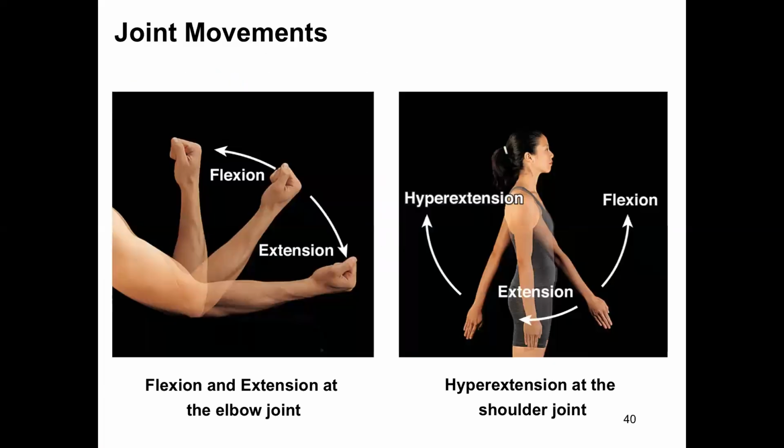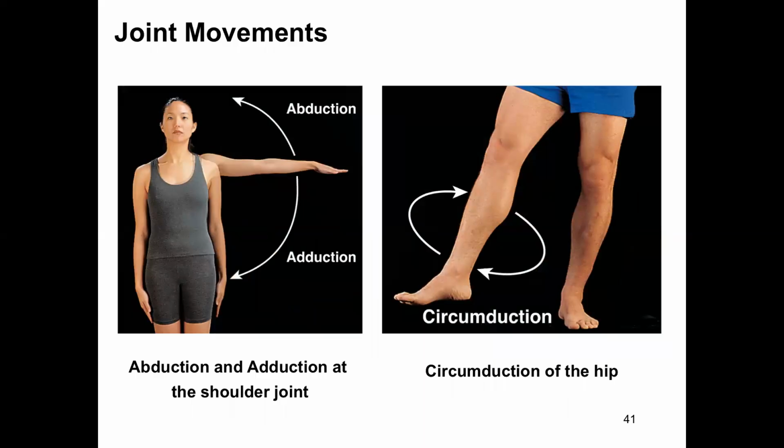So here are some examples. Flexion and extension, and here you can see hyperextension. You can hyperextend the shoulder. With flexion, you're lowering the angle. With extension, you're increasing the angle. And with hyperextension, you're going even further. Another way of doing it is around the waist. You can also hyperextend that by leaning way back. Then abduction and adduction: adduction towards the midline, abduction away from it.